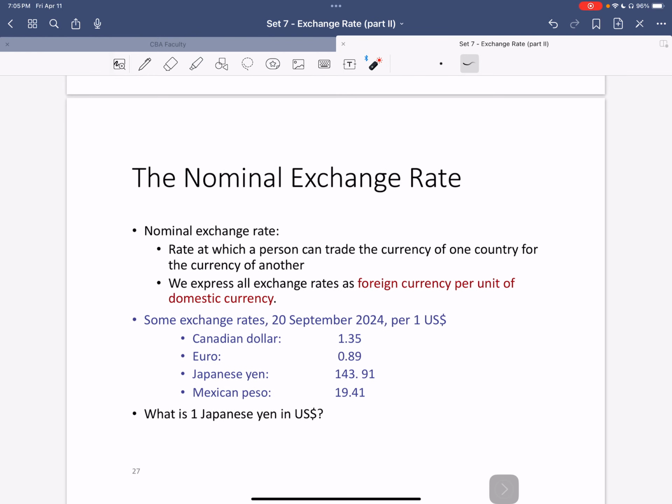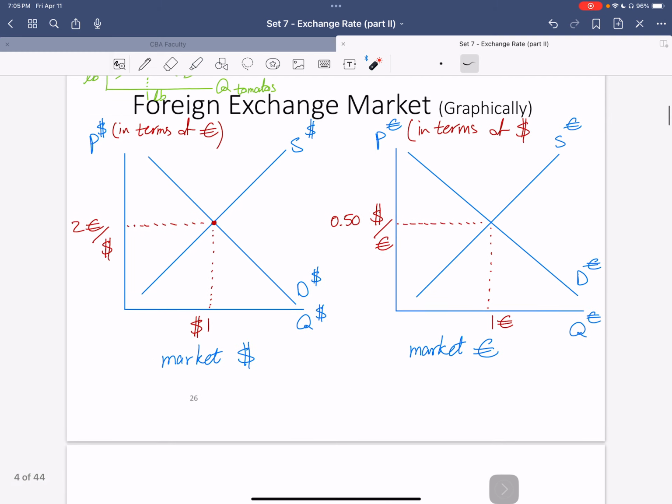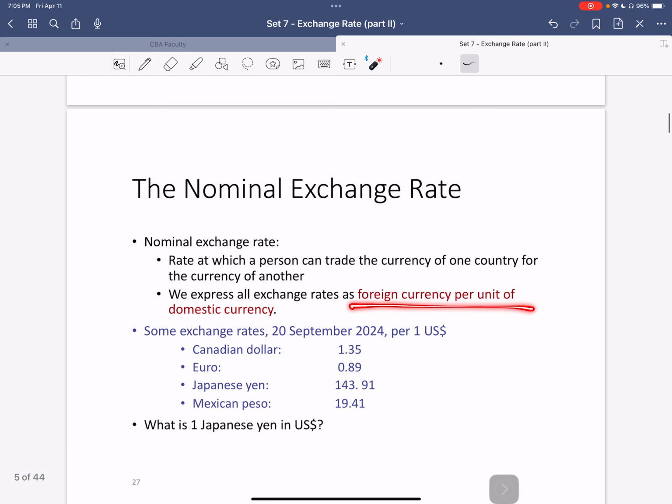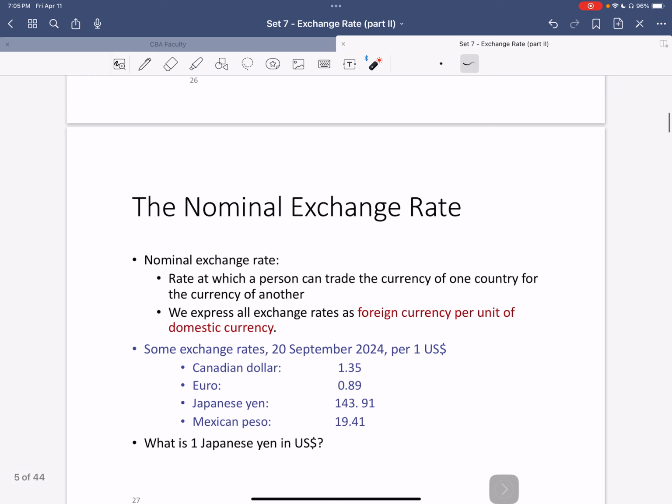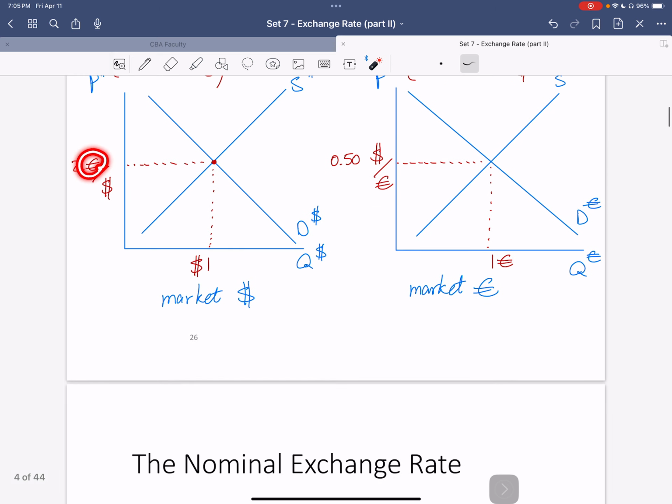We express all exchange rates as foreign currency per unit of domestic currency, just like what I showed you here. If I want to know the price of dollar, I say euros per dollar. If I want to know the price of euro, I say dollar per euro. Each exchange rate is expressed as foreign currency per unit of domestic currency. This is the market for euro, so the foreign currency will be dollar, and the domestic currency will be euro.